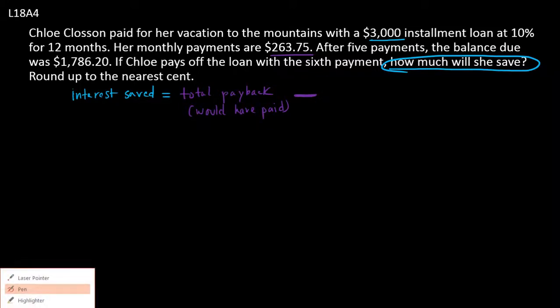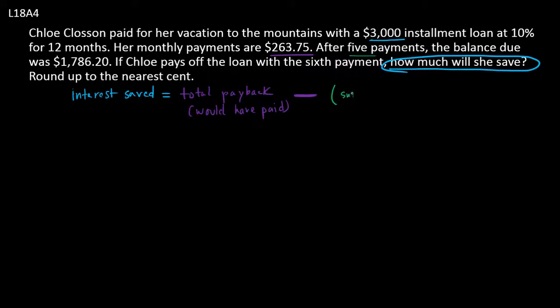We compare that to what she did pay, which is she made 5 payments. So the sum of all the payments she made, and then whatever her final payment was. So she made these monthly payments, and then she made a lump sum payment at the end. So this total in green here is what she did pay. So we're going to take what she would have paid compared to what she did pay, and that's going to tell us the total amount of interest that she saved.